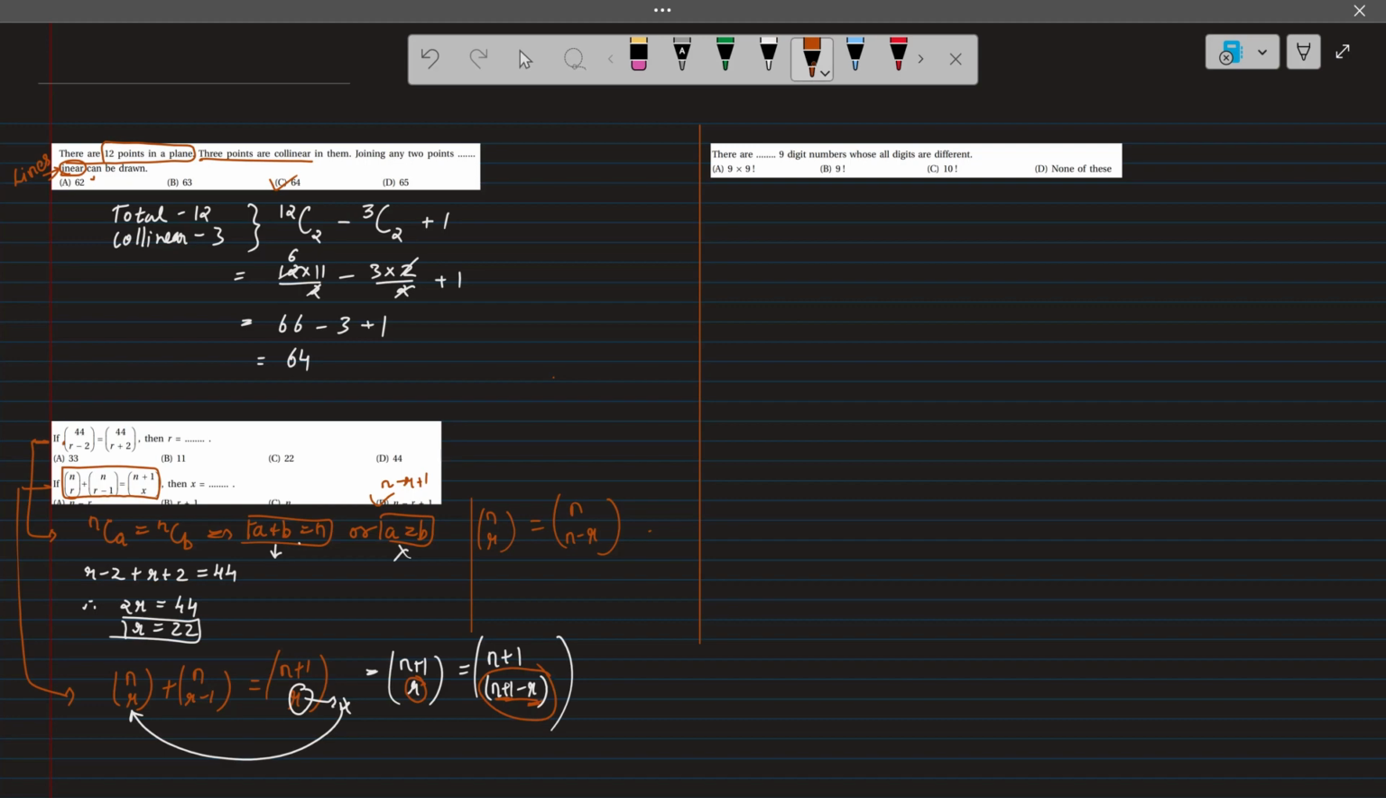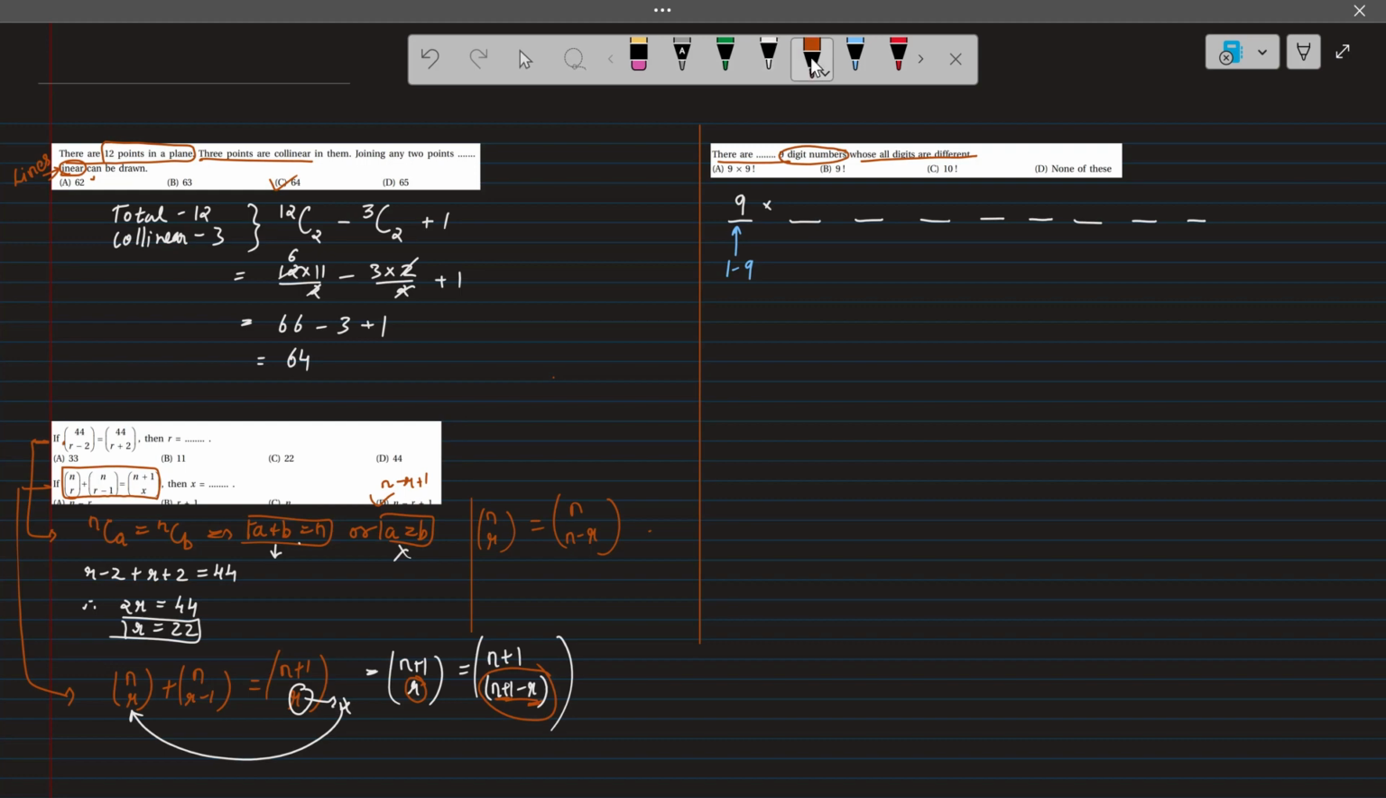Next question: how many 9-digit numbers are there whose all digits are different? No digit must be repeated to create a 9-digit number. At the first place, we can use 1 to 9. We cannot use 0 since it will no longer remain a 9-digit number. So at the first place we cannot use 0 and we can use any of the 9 digits.